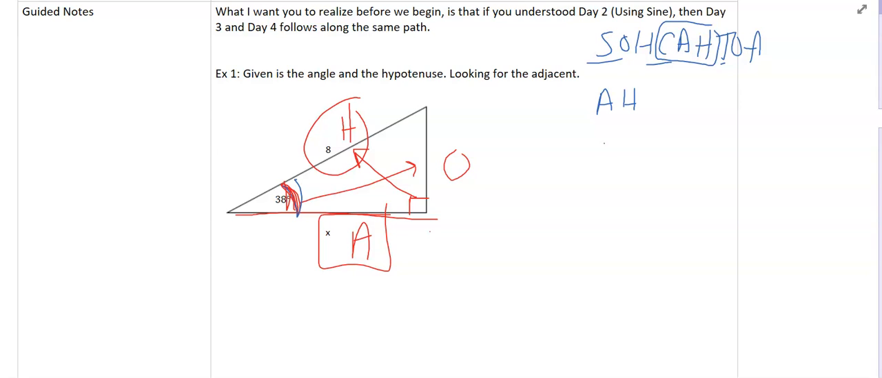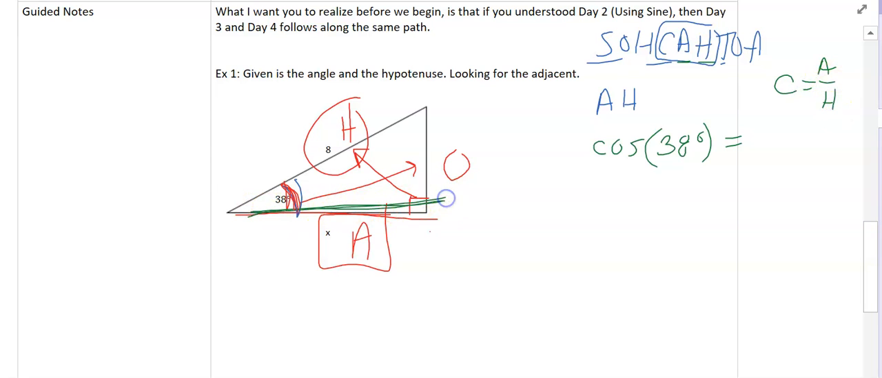So let's see how that works. Cosine, and this angle I made it 38 degrees, is going to equal, well, the CAH, meaning the cosine equals the adjacent over the hypotenuse. So the adjacent side goes on top. In this case, that's my unknown. And the hypotenuse, that's the 8, is going to go on the bottom.